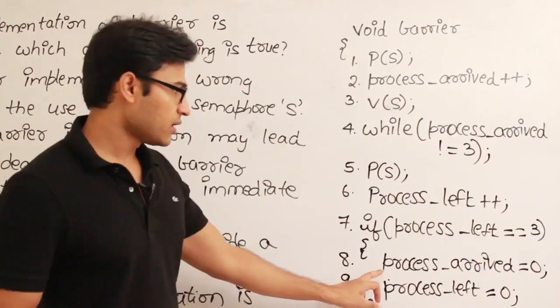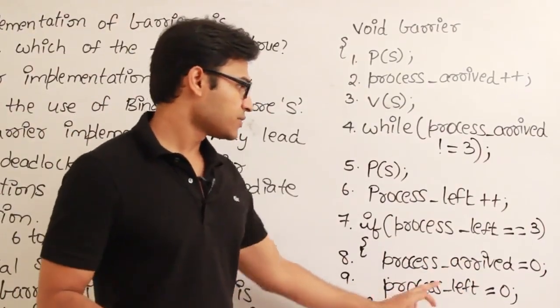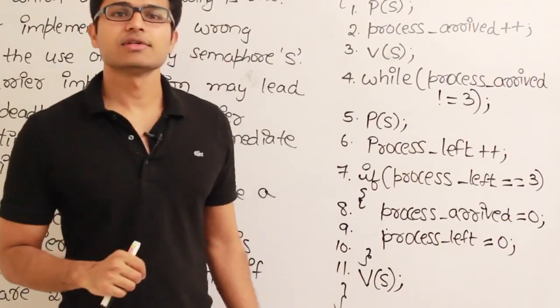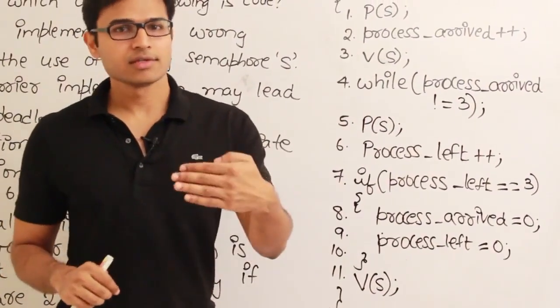Therefore it is going to set process arrived equal to 0 as well as process left equal to 0 for the future purpose. Got it? Okay, understood this one now? Now there is a wall. Wall is nothing but the barrier.